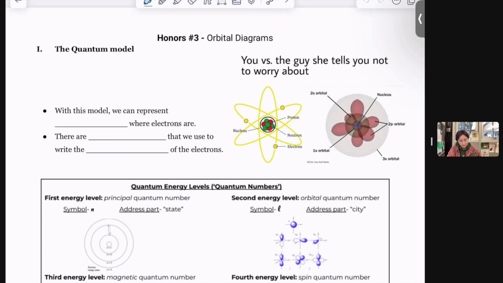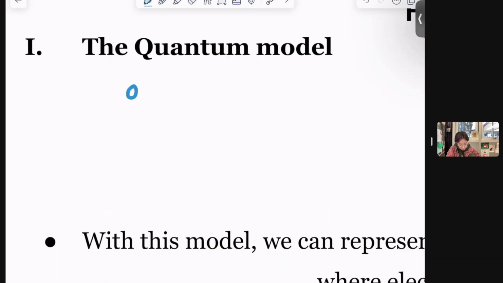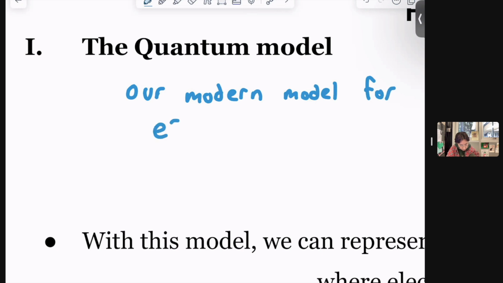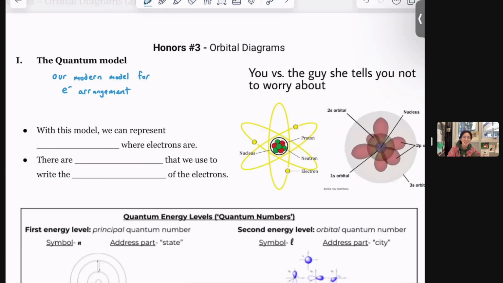So the quantum model is our modern way of understanding electrons, our modern model for electron arrangement. Like this meme suggests, this is the far superior way of talking about it. It's definitely more complicated and harder to get our brains around, but it's a more useful model. It gives us more details than just Bohr, so that's why it tends to be what we use in a more advanced chemistry setting.